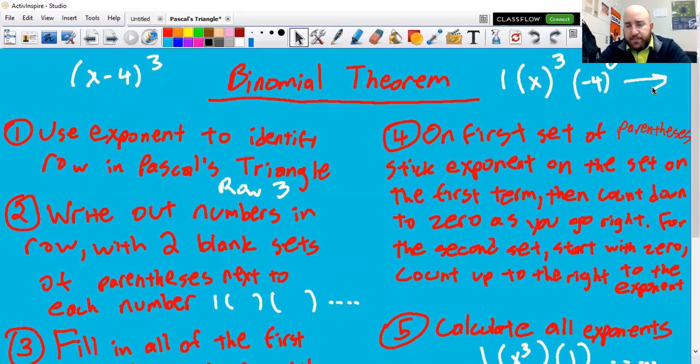So every x you see as you go to the right, you're going to count down 2, 1, all the way down to 0. The second set of parentheses, so the one with our -4 in it, we start with 0 and then we count up. And by the time we get to the last -4, we should be at 3.